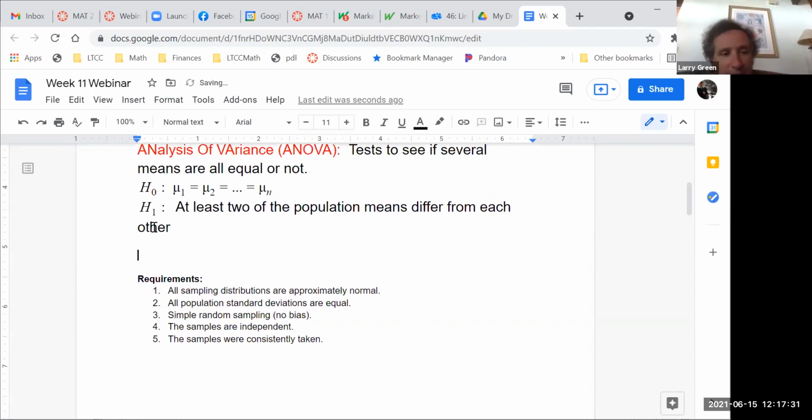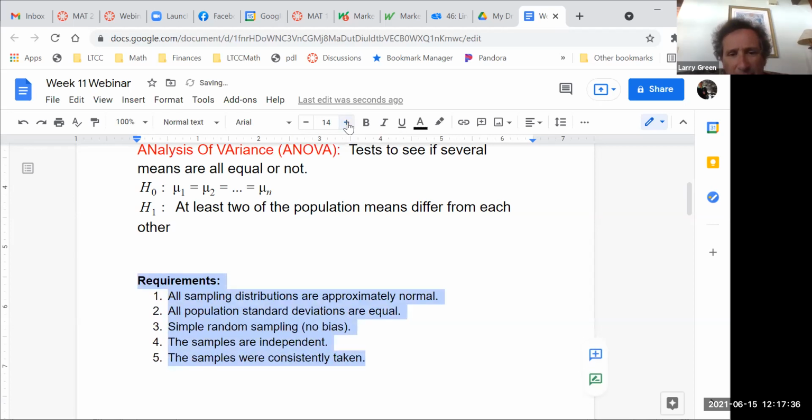So the requirements are as follows. First, all sampling distributions are approximately normal. One thing we know is that if all the sample sizes are over 30, you're in good shape. If not, we don't know how to decide if it's normal or not. So that's a biggie. Again, what I want you to do is know that that's a requirement to be able to use ANOVA. You're not responsible for deciding if it's met or not.